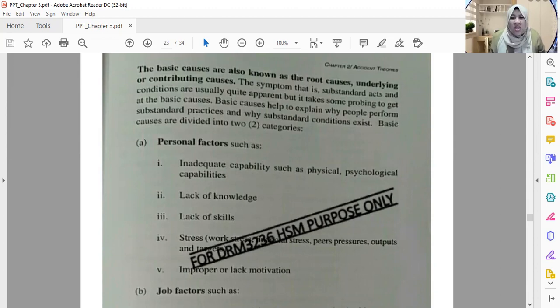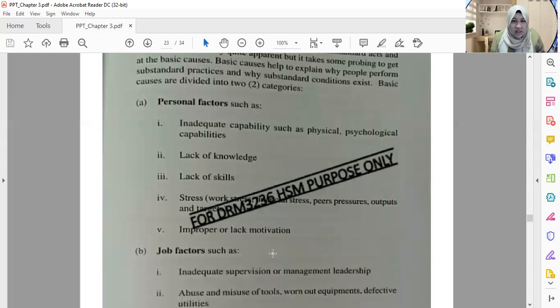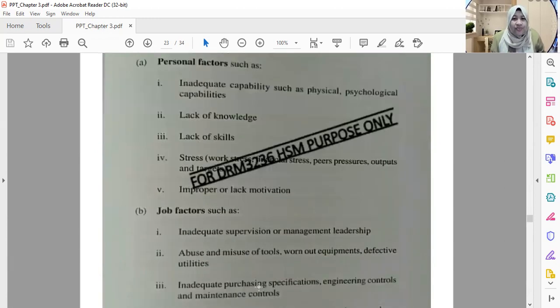Okay, so the basic causes help to explain why people perform substandard practices and why the substandard conditions exist. So basic causes are divided into two categories. Ada dua kita kata kategori kenapa berlakunya punca. So we can see in here they have two, which is personal factors. I think this one we mentioned above, right? And then the second one we have is job factors.